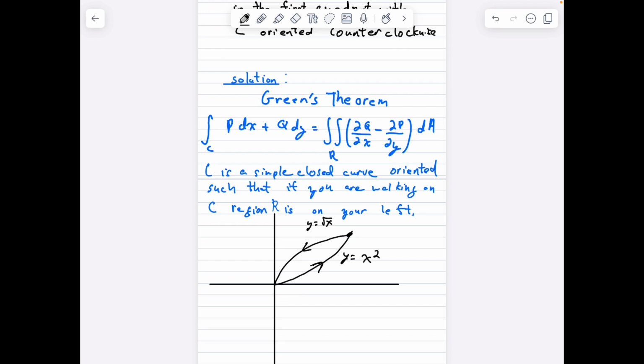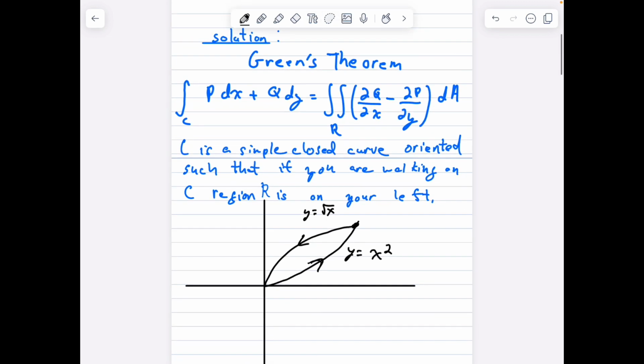Simple closed curve, mainly the simple part is basically that the curve is not going to intersect itself. And when we're talking about the orientation and the walking part, the idea is this theorem holds if the orientation of the curve is such that, imagine walking on the curve, the region that you're speaking of is to the left of you. That's when this theorem holds.